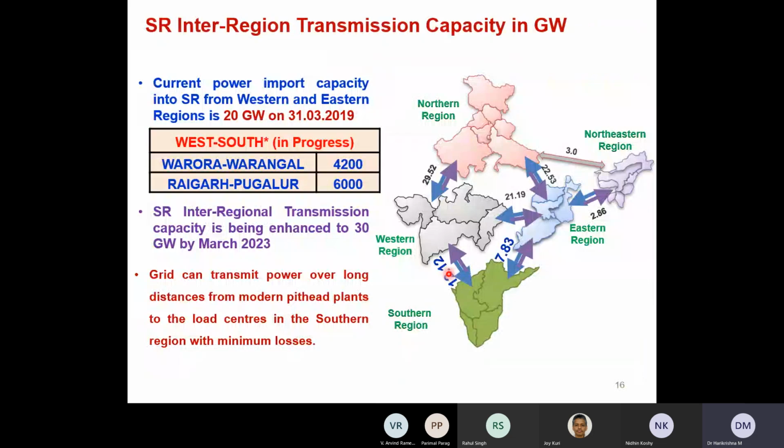Also, in order to import power from other regions, the southern region is integrated with the western and eastern regions. There are two inter-regional transmission lines, from Varogara to Warangal as well as Raigal to Pugalur, which are under construction and can be expected to be connected by 2023. With this addition, the total projected inter-regional transmission capacity is likely to be 30 gigawatt.